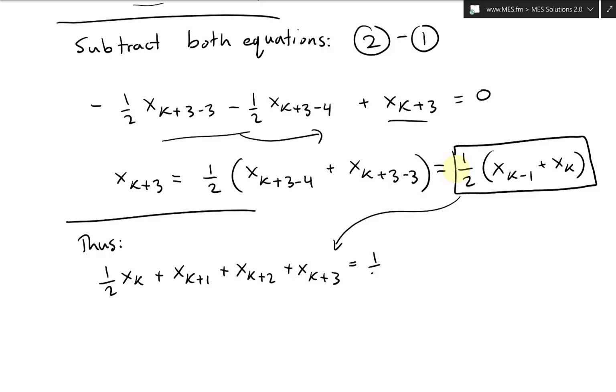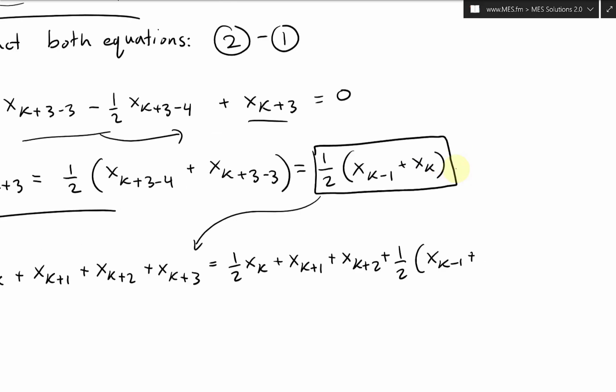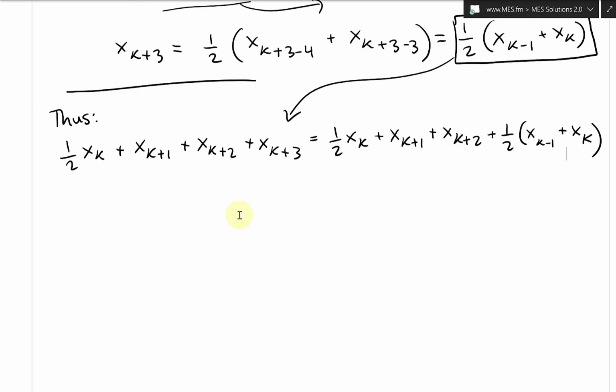This equals 1/2 x_k plus x_(k+1) plus x_(k+2) plus 1/2, and then we just get our x_(k-1) plus x_k. I'll move this here, plus x_k, like that. Alright, so I just moved it over here so it fits all into this column.